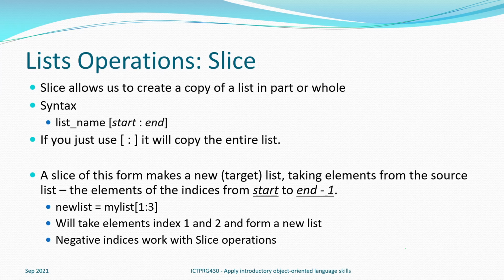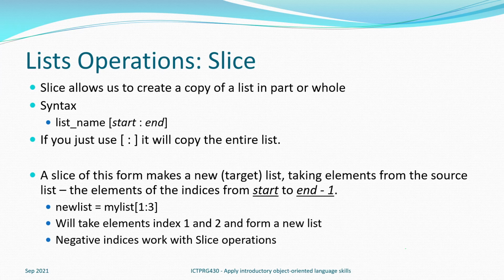Alright, so next up is the slice command. This is where we take a list and create a copy of it in part or whole. So the syntax is the list name and then two arguments in the brackets, the start index and end index. So new list equals my list from index 1 to index 3. Now, start to end minus 1. So we're saying 3, but 1, 2, and when we get to the count of 3, it stops. Doesn't do the last one, it just stops. So we will actually copy index position 1 and 2 into new list.